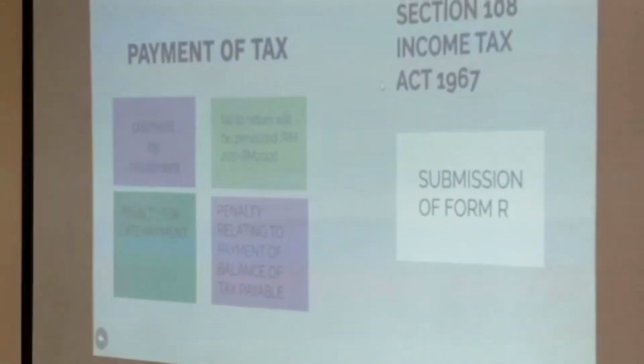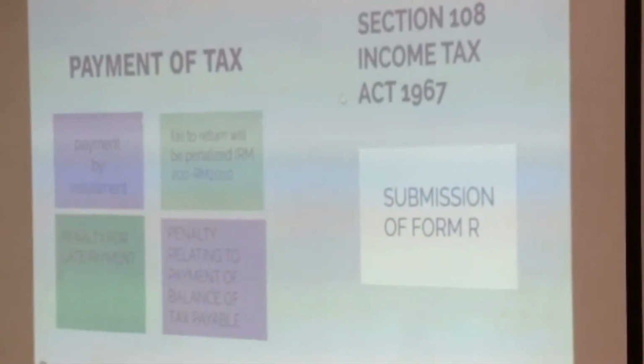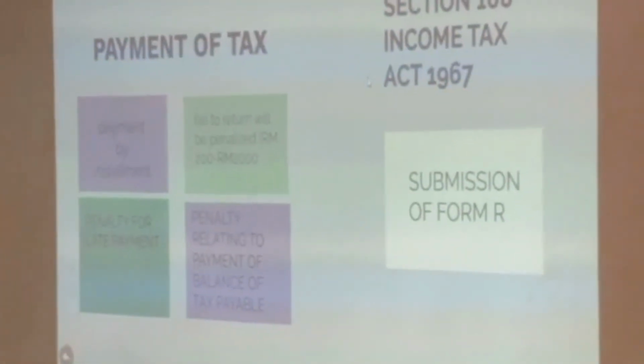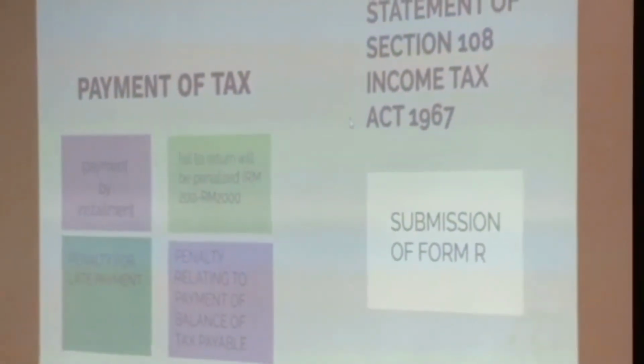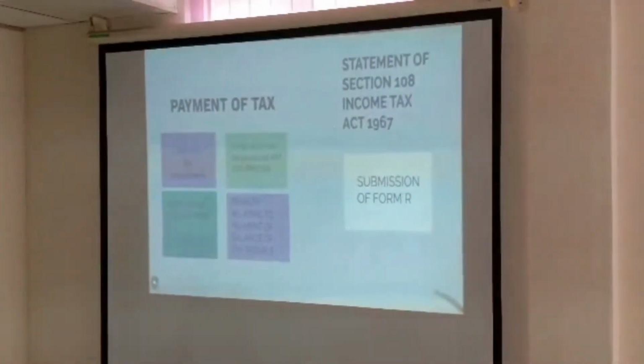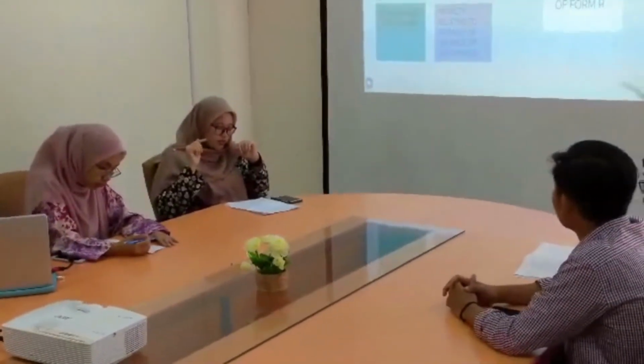The second one, if we fail to pay the balance of tax, that is the tax payable, a 10% increase in tax will also be imposed. That is high. So we need to jot down the 10% increase. That is very high, and there will be a decrease of profit. So that's why we have to take note of the penalties that will be given.